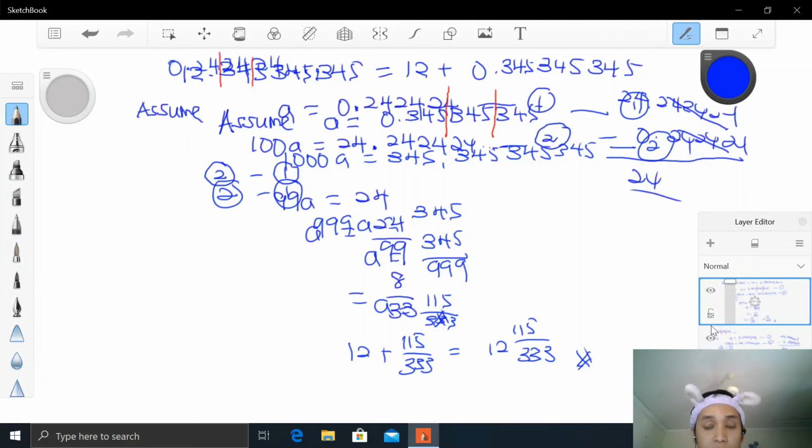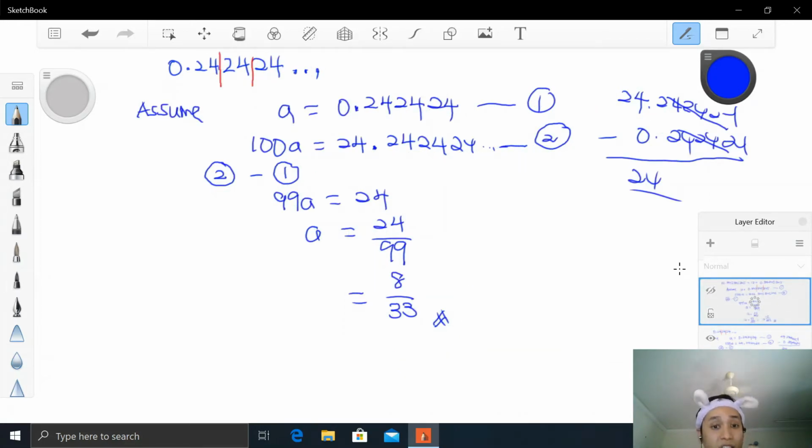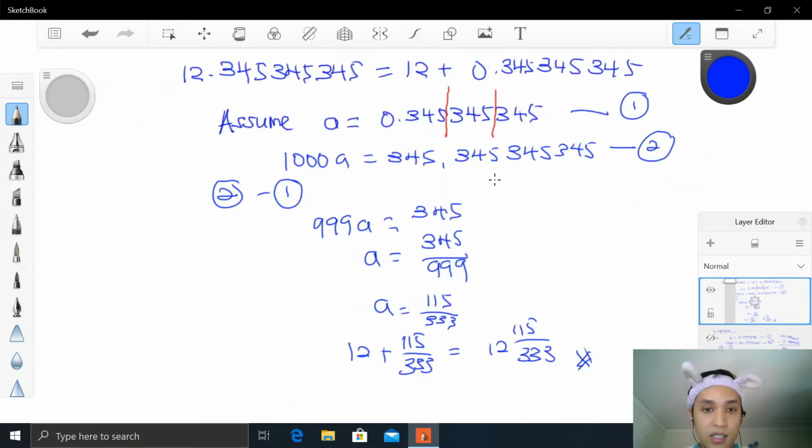Now if you notice, there is actually a trend here. If you look at the answer for this part, you will see that this one is 2 decimal places, so it's 24 divided by 99. Now, if you look at the third question here, 3 decimal places, you are going to divide by 999. So there is actually a trend here.